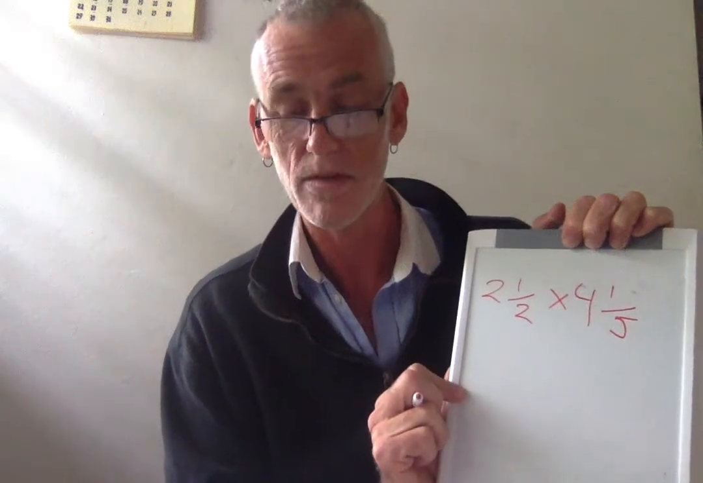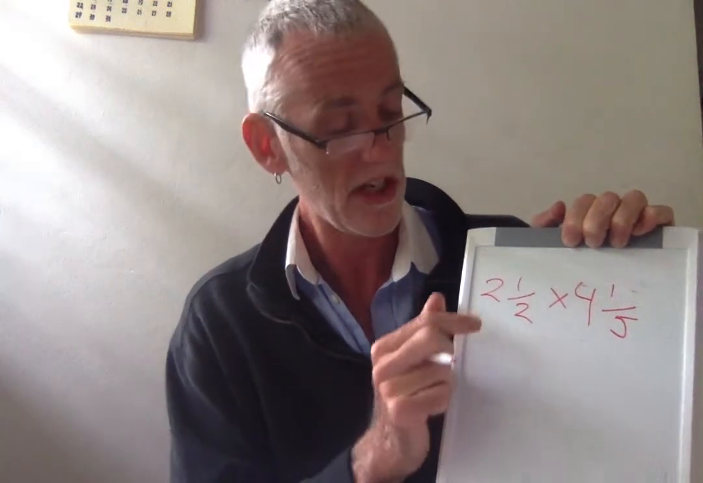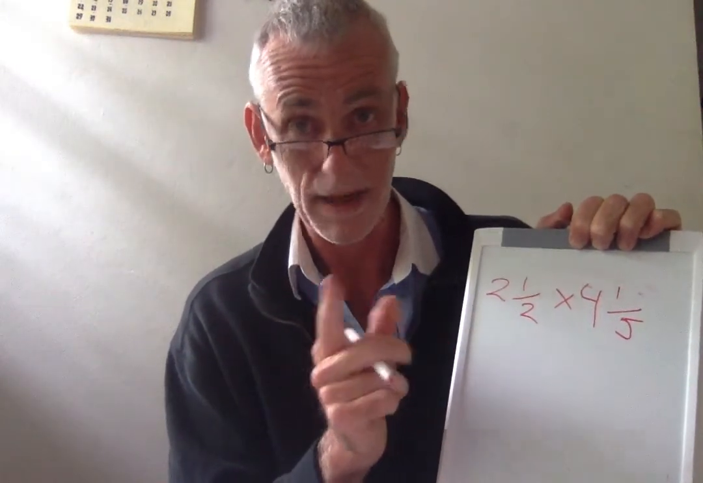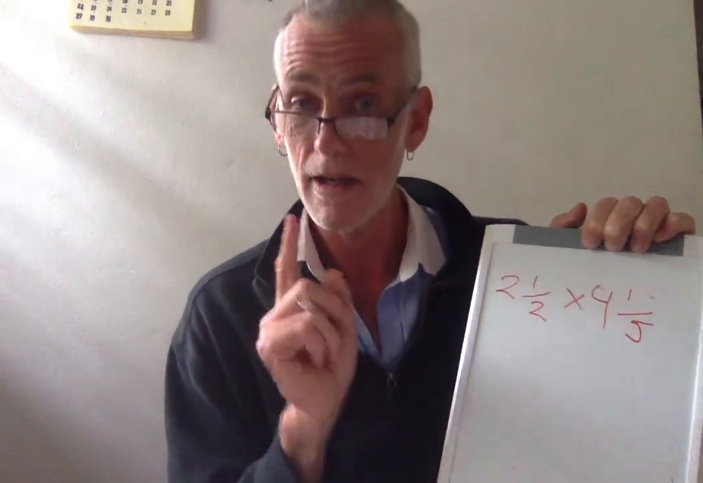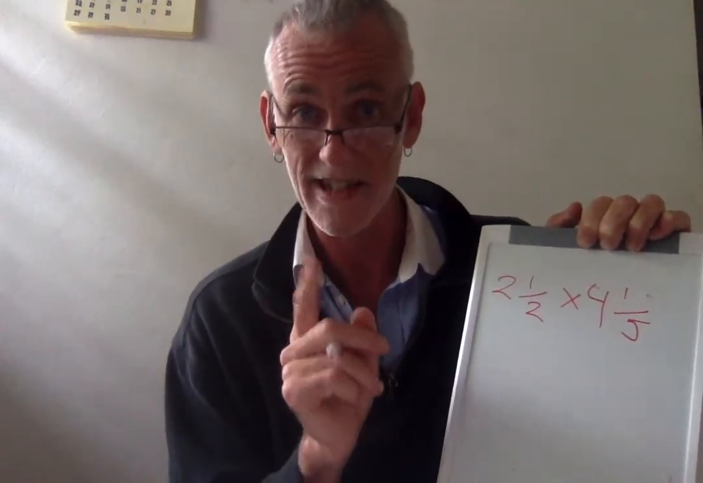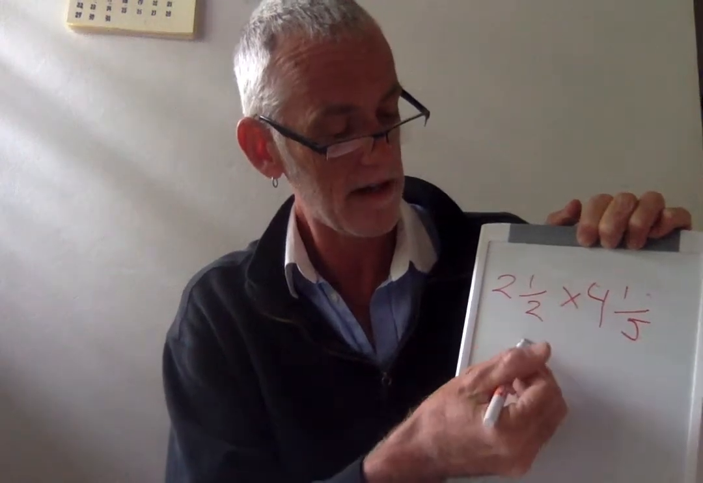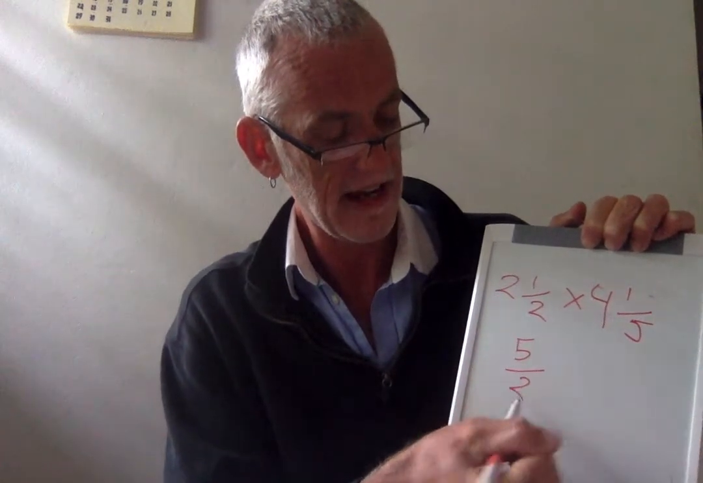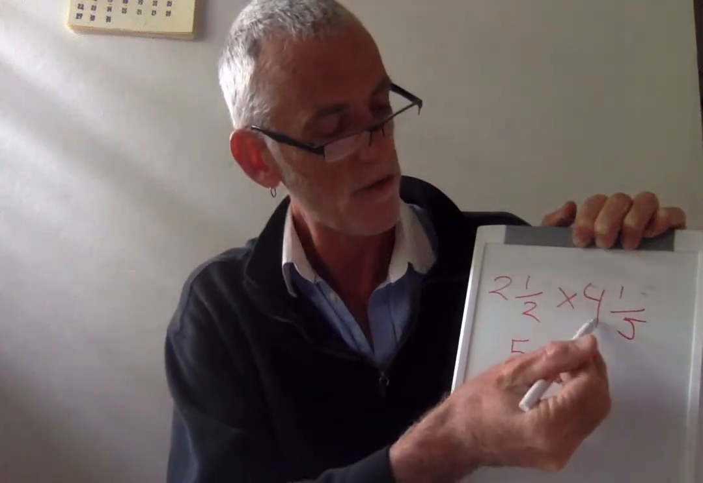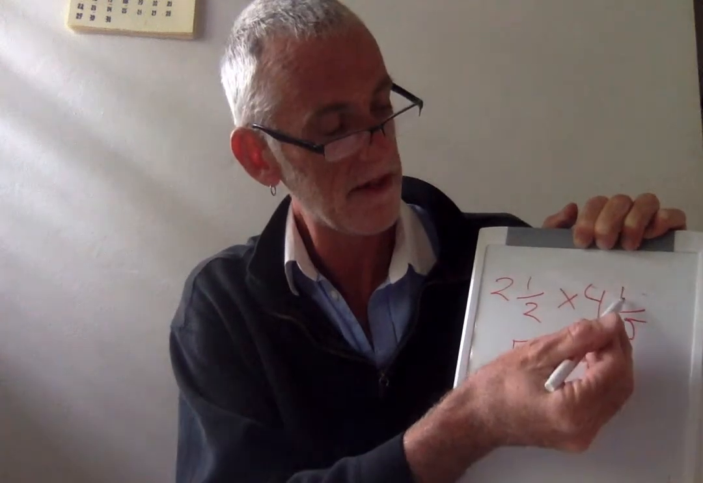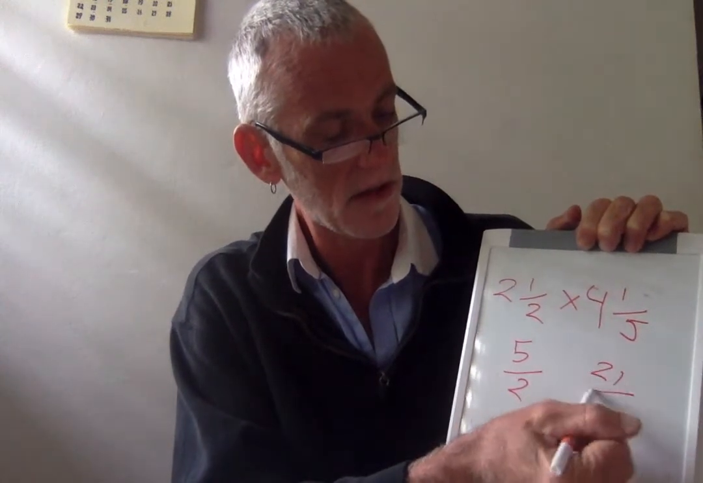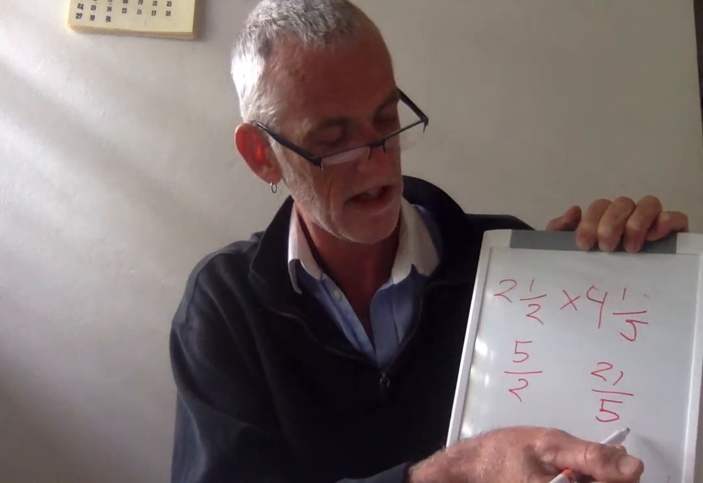Okay, this one we have to change them both, right? Not simplify, complify. Not a word, but we just invented it. It's okay. We're going to complify them. 2 times 2 is 4. Add 1. This turns into 5 halves. This one, 4 times 5 is 20, plus 1, 21 fifths.